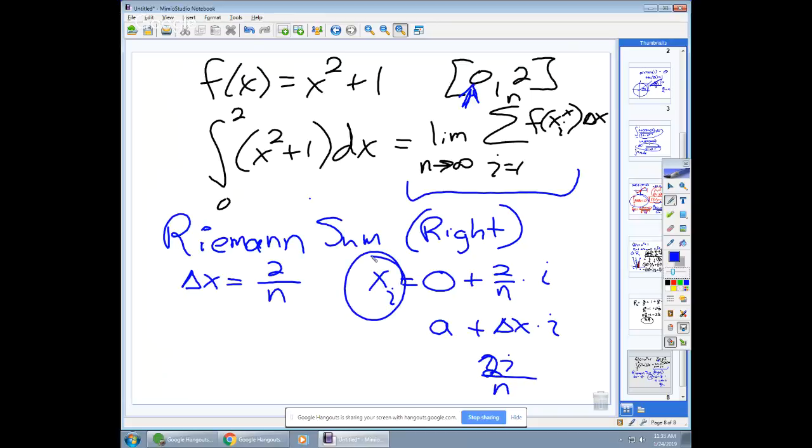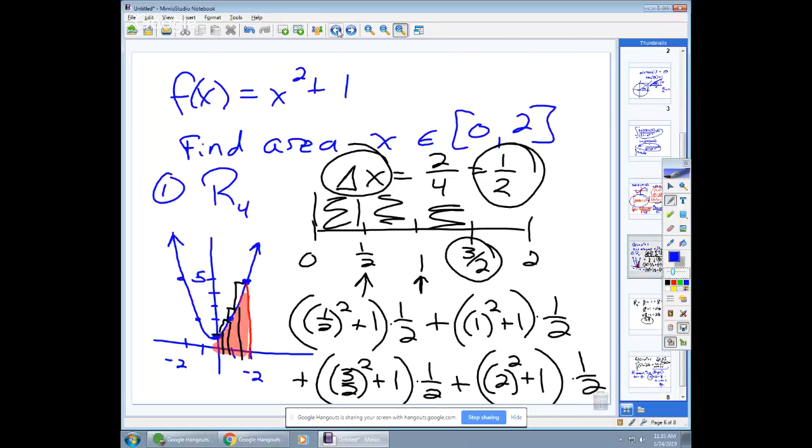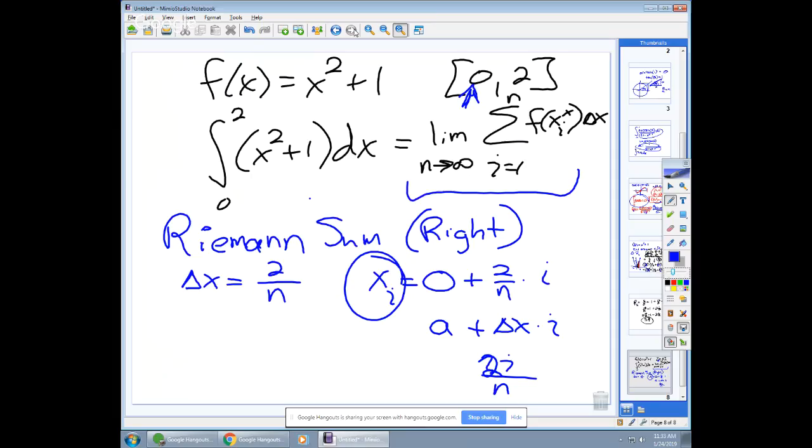Right-hand x value. So for example, back here, that right there is x1. This right here is x2. This one right here is x3. That one right there is x4. You've got to plug those into the function next. So next, we've got to plug these guys into our sum.